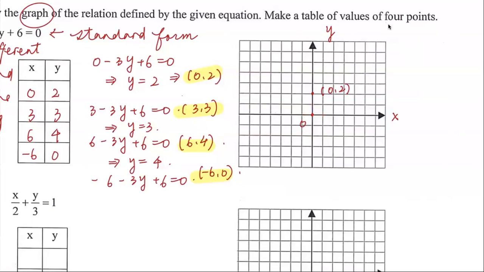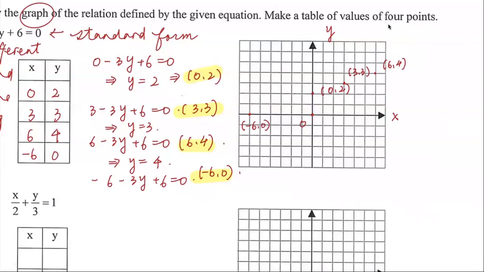Okay, 3, 3. I'm not going to do this again because this is very time consuming, right? So I'm just going to show you where the points are. 3, 3. This is 3, 3. Okay, 6, 4. 1, 2, 3, 4, 5, 6. 1, 2, 3, 4. This is 6, 4. Okay, and minus 6, 0. 1, 2, 3, 4, 5, 6. This is minus 6, 0.